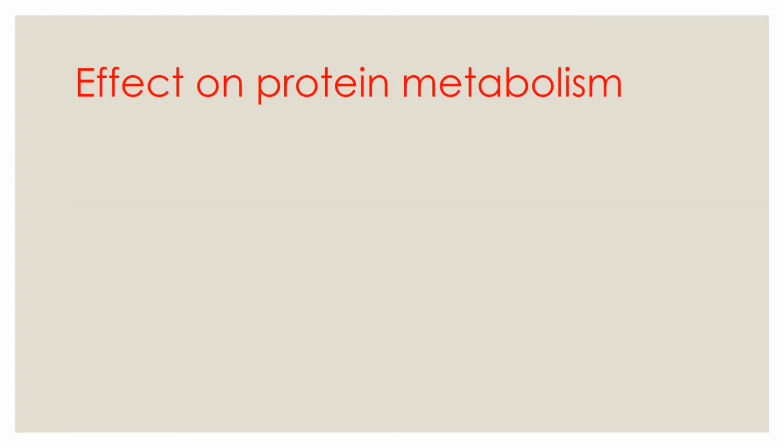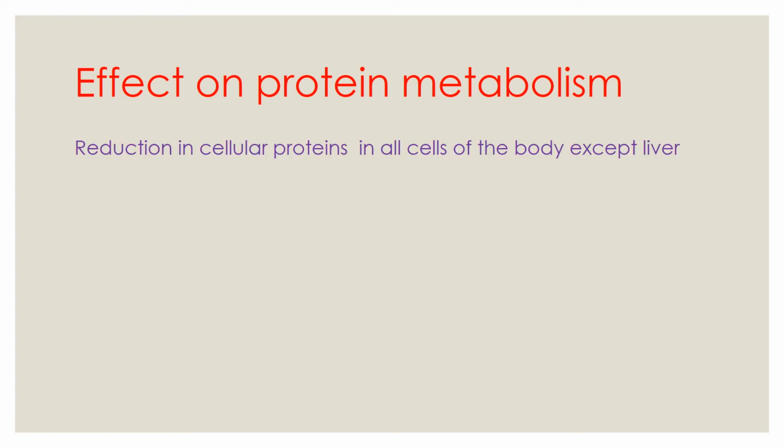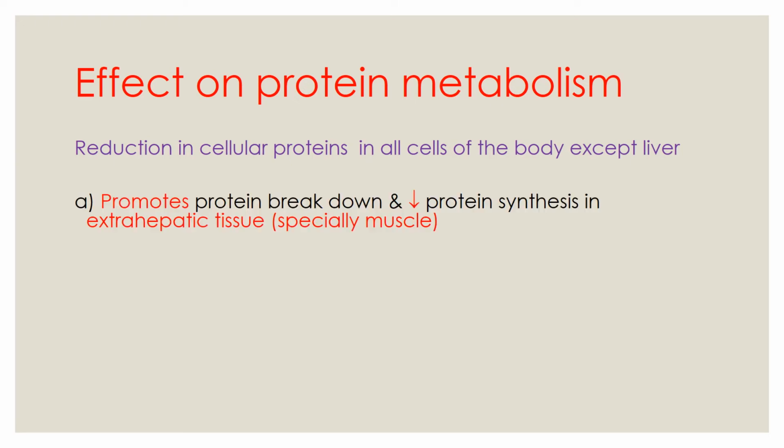What is the effect of cortisol on protein metabolism? It will cause reduction in cellular proteins in almost all cells of the body except the liver cells. How is that? Cortisol will promote protein breakdown, protein catabolism, and at the same time decrease protein synthesis in extrahepatic tissue, especially the muscle. This is mainly because it reduces the transport of amino acids to these extrahepatic tissues. So it will cause breakdown of the protein, and at the same time, not much new protein will be formed.